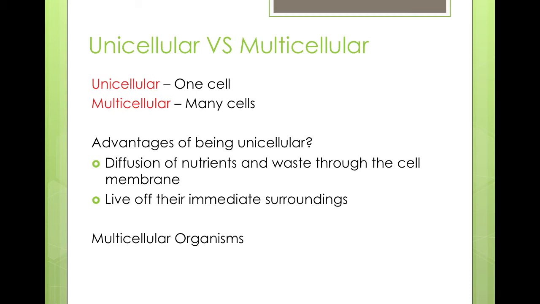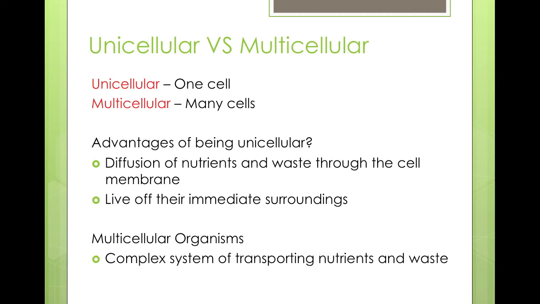However, if you have millions of cells, the entire organism then has to function in a way that allows that movement of nutrients and waste in an effective manner. Not only does the cell have to collect nutrients for itself, it needs to collect nutrients for all of its communal or colonial cells that form the organism. And so they need complex systems to transport these nutrients and waste. And that's what you and I have.